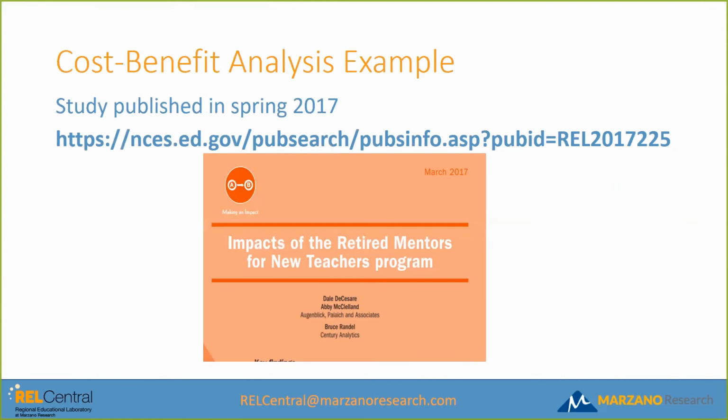But the study you see on the screen now was published earlier this year and focused on a program that was developed in a school district in Colorado called Aurora Public Schools, which is one of the larger urban districts in the state. And what they were interested in was a new approach to mentoring teachers that used recently retired master educators.